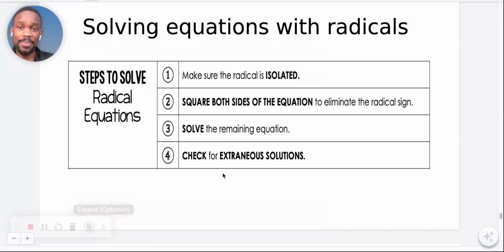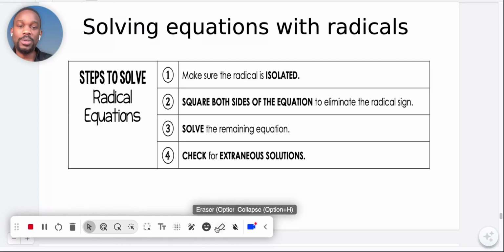All right, so these are the steps to solve equations with radicals. The first thing we're going to do is make sure the radical is isolated. What does that mean? Make sure that the radical is alone on one side. Whenever we're talking about a radical, guys, we're talking about a root.